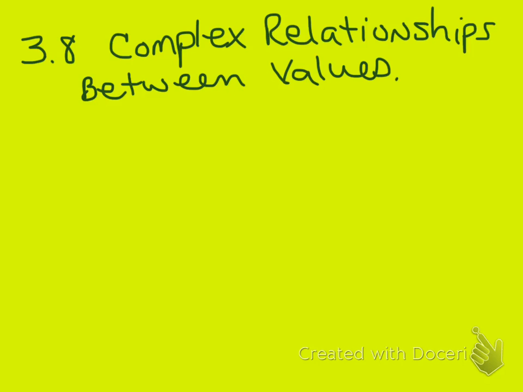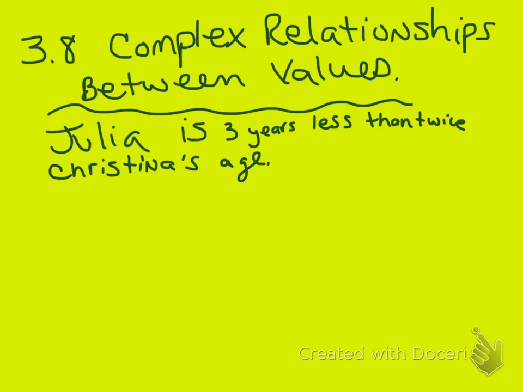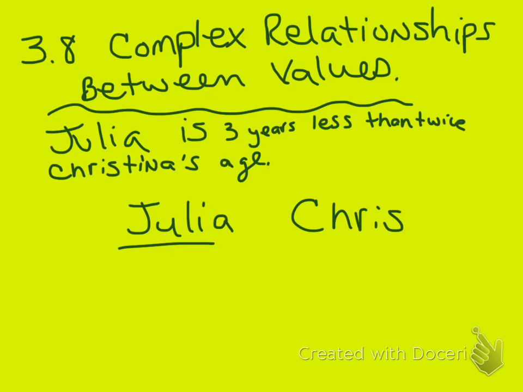Okay, so I would actually write this down just a second here. All right, Julia is 3 years less than twice the age of Christina. And so we need to come over here and write the two people we have. We have Julia and we have Christina, okay? We need to pick a variable for one of them. Either a J for Julia or a C for Christina, okay? And we're not going to have a letter for both of them, just one letter, okay?